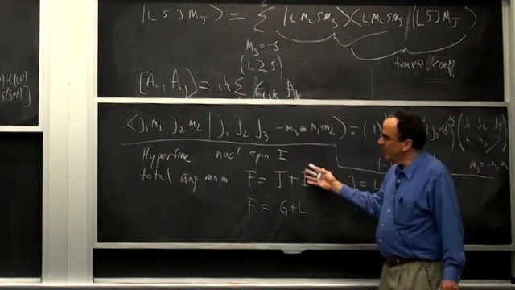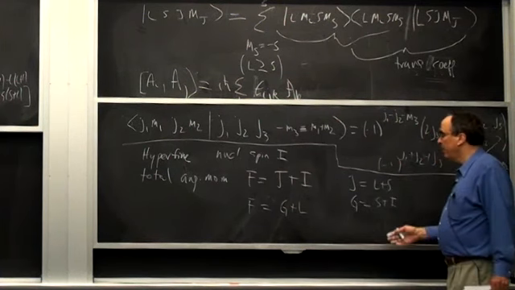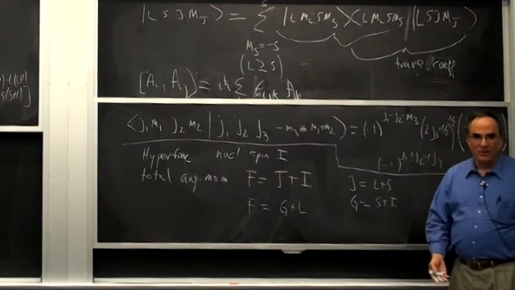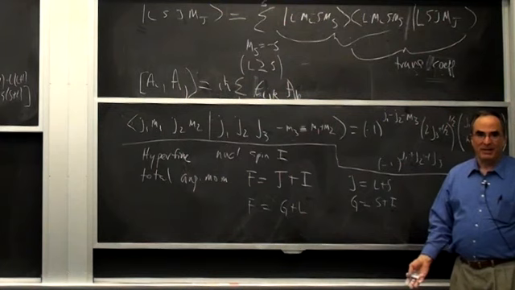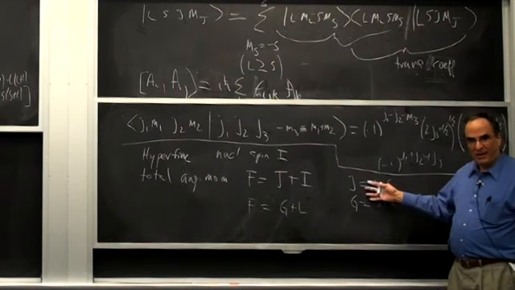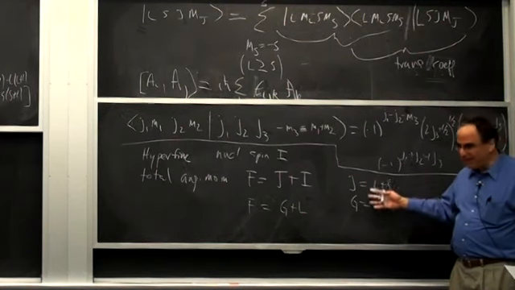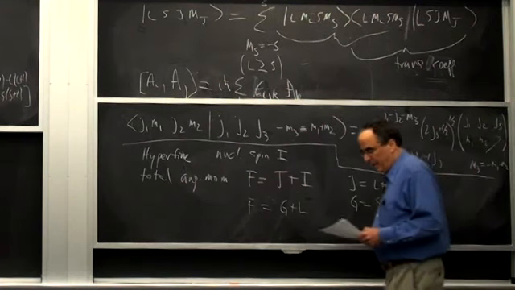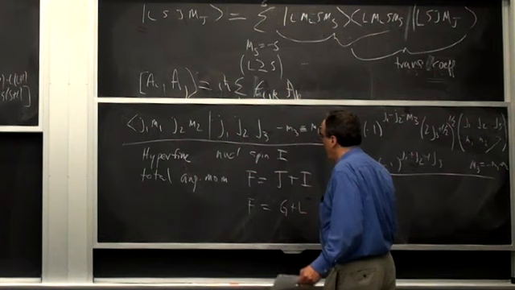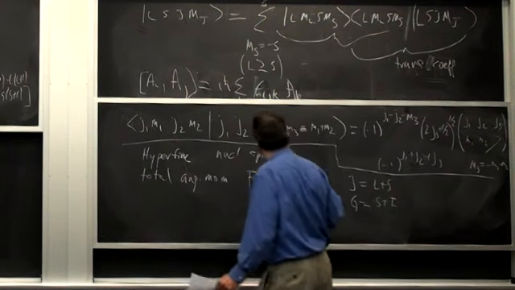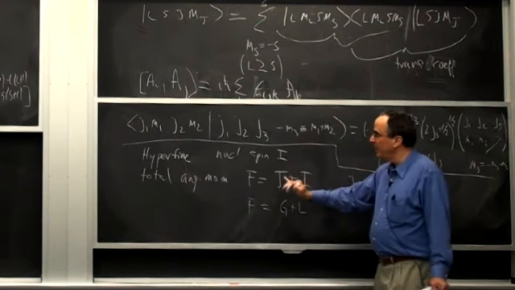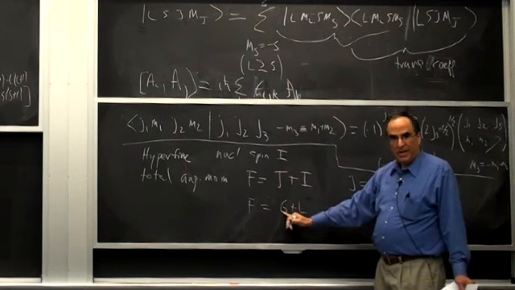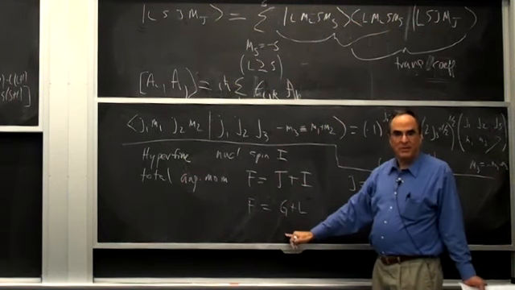So, and there is a third path. You could couple the nuclear spin to L. Nobody ever does that, because these 2 are the 2 possible cases that you might encounter. And so we have different intermediate angular momenta. We have J and G and something else that will go unmentioned.